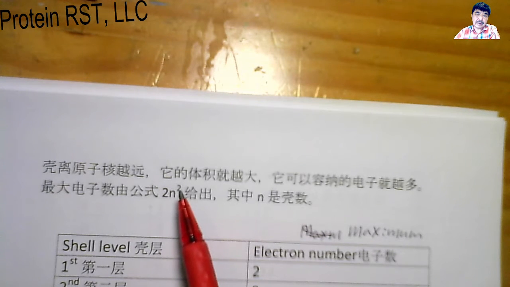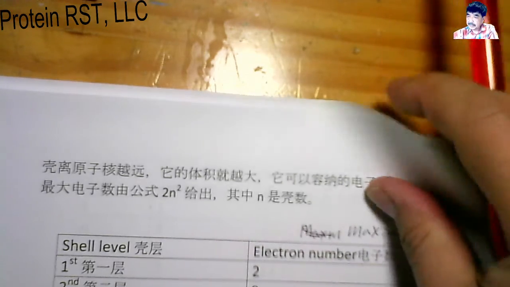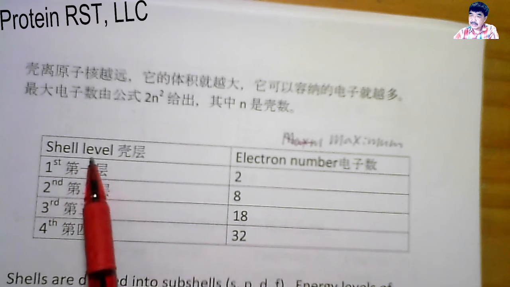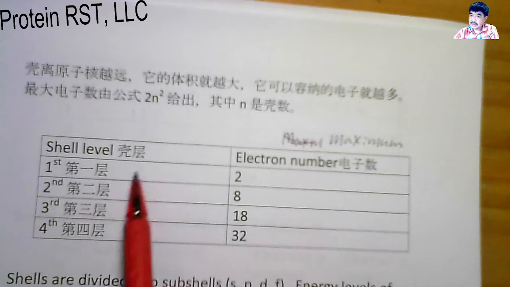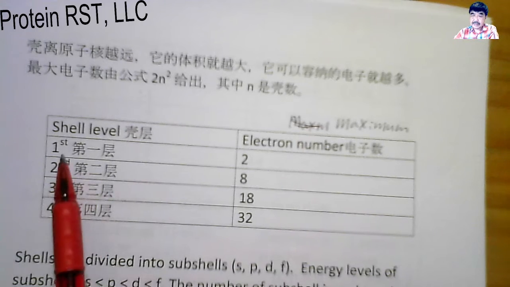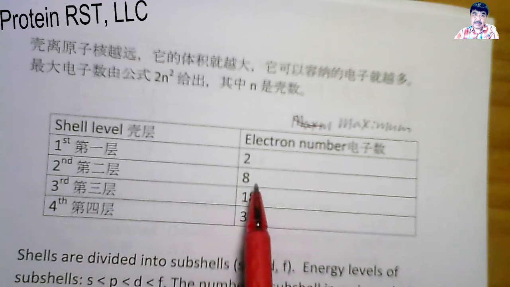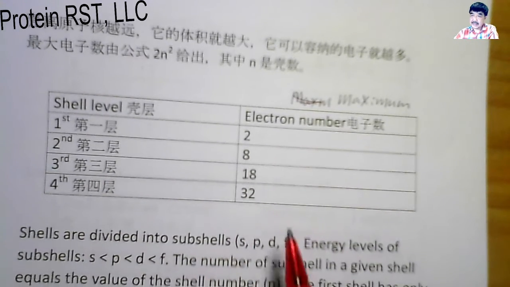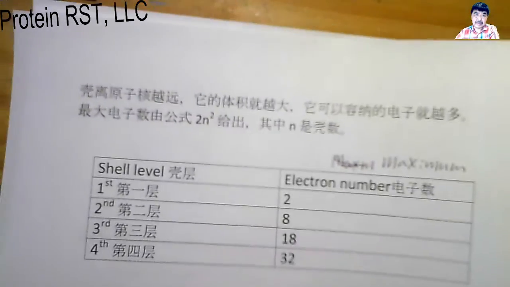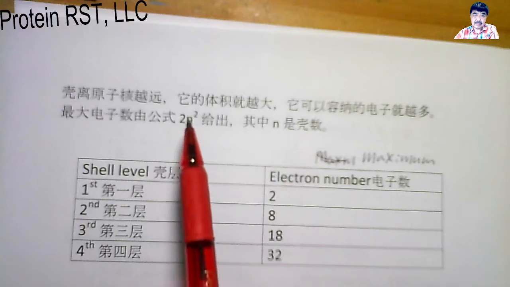Take a look at this number. This on the left side is the shell level. On the right side is the maximum electron number. The first shell has a maximum of 2 electrons. The second one has 8 electrons. Third one 18, and the fourth one 32. Those electron numbers can be calculated using this formula.